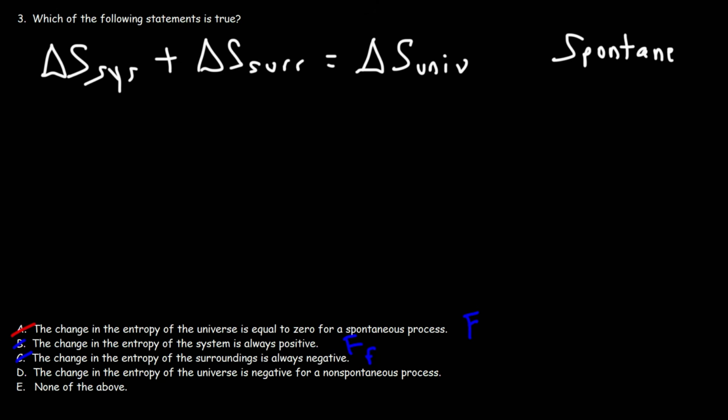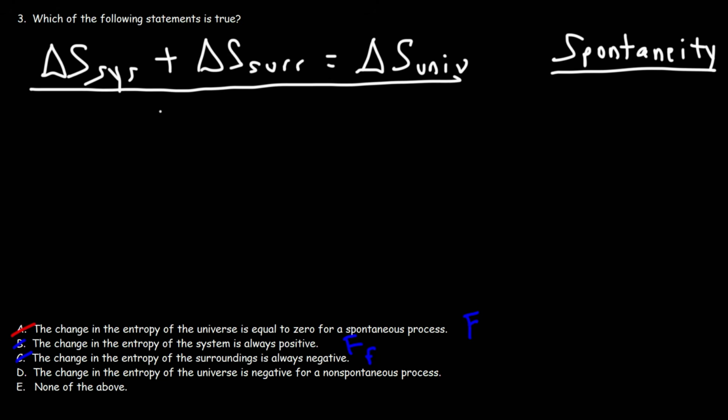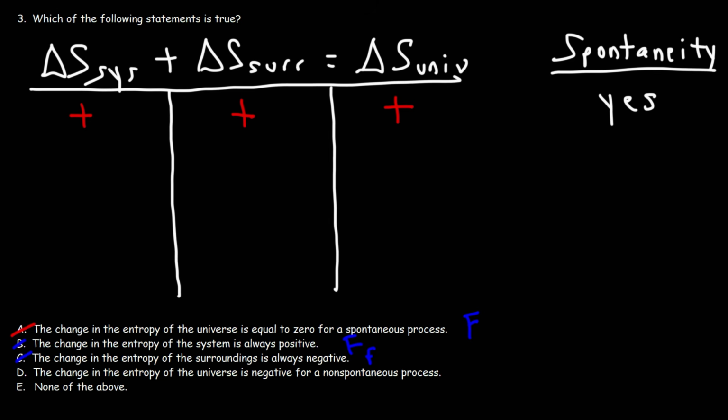And let's discuss the spontaneity for the different scenarios that we're going to talk about here. And let's turn this into a table. Now, if both the change in the entropy of the system and the surroundings is positive, the change in the entropy of the universe is going to be positive, and therefore the process will be spontaneous. Now, both of these could be negative, the change in the entropy of the system and the surroundings, in which case the change in the entropy of the universe will be negative. In that case, the process will not be spontaneous.